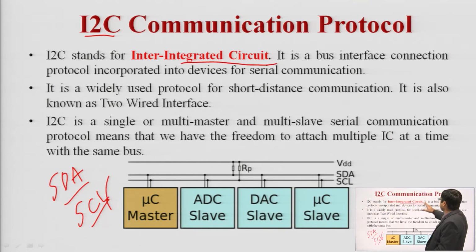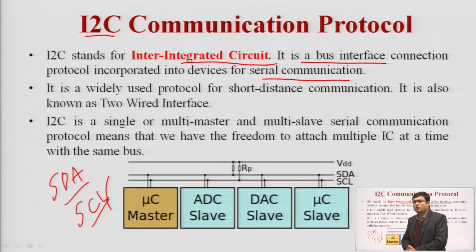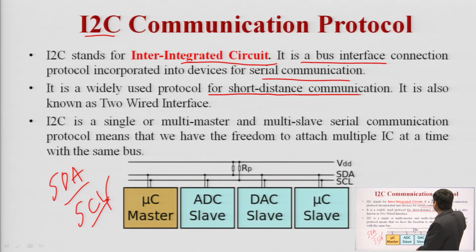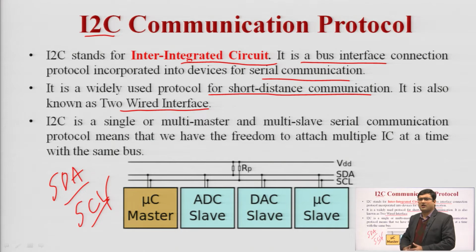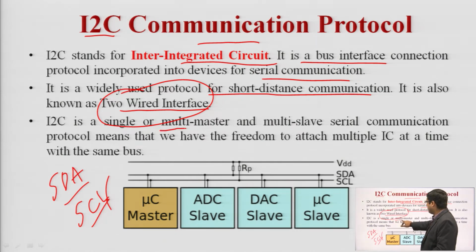I2C stands for inter-integrated circuit. Basically, it is a bus interface connection protocol that is incorporated into devices for serial communication. Like the SPI protocol, it is also a serial communication protocol, widely used for short distance communication. It is a two-wire communication, as I have already discussed. SPI has 4 wires, but I2C has 2 wires. I2C has a single or in some cases multiple masters, and a single slave or in some cases multiple slaves as well.